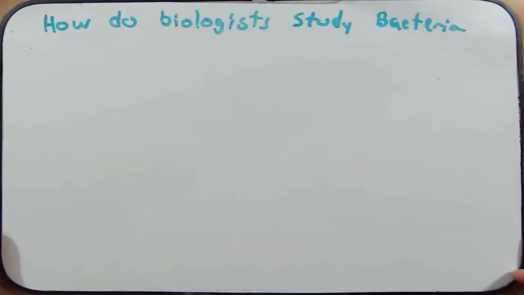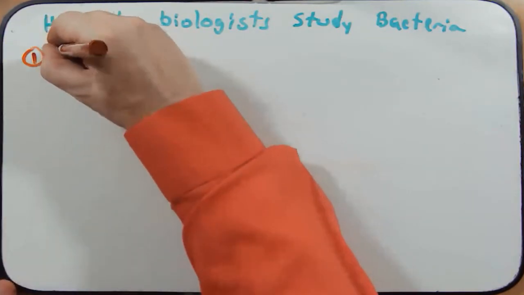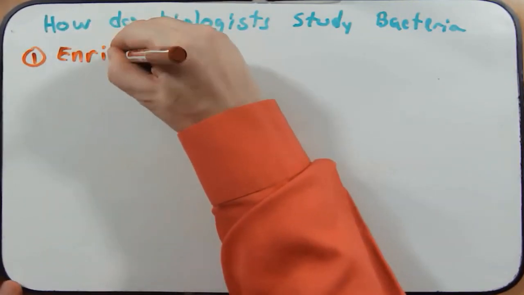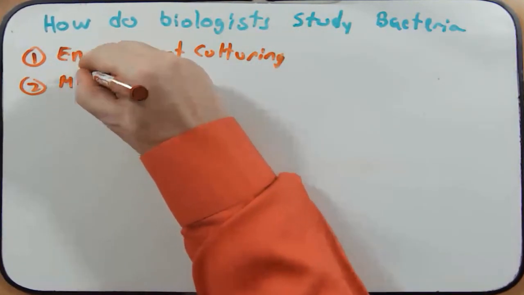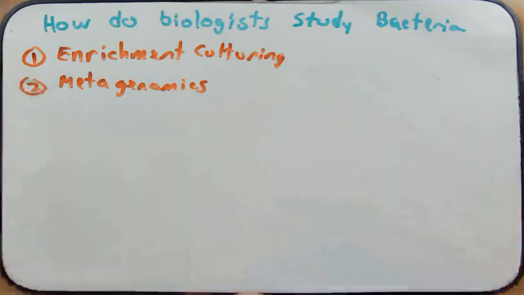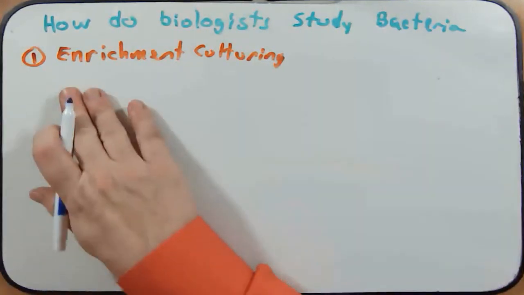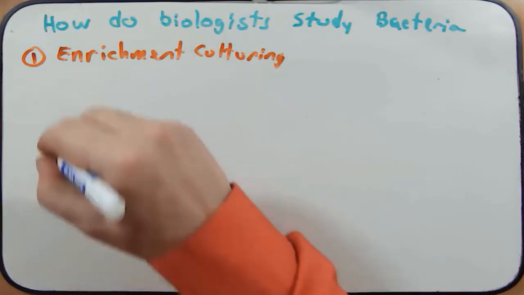All right, so how do biologists study bacteria? The first is using something we call enrichment culturing. And the second is called metagenomics. Let's focus on enrichment culturing first. This is a very traditional way of studying and identifying bacteria.